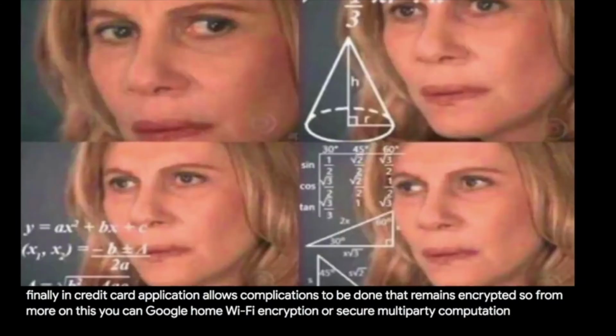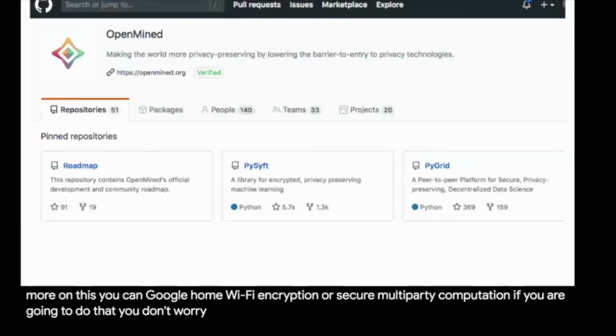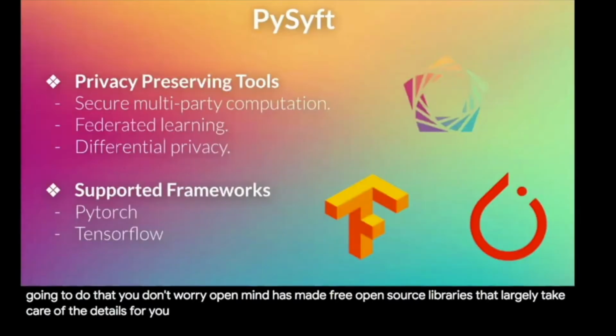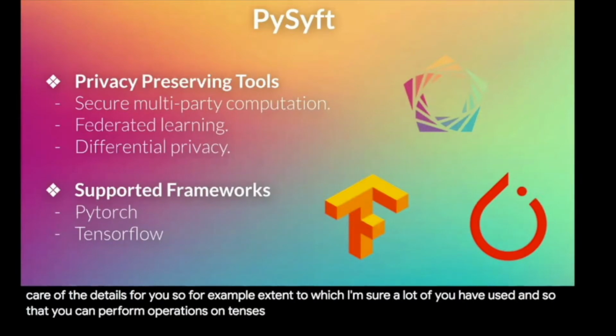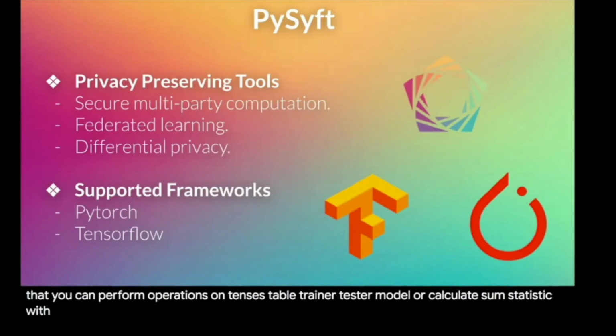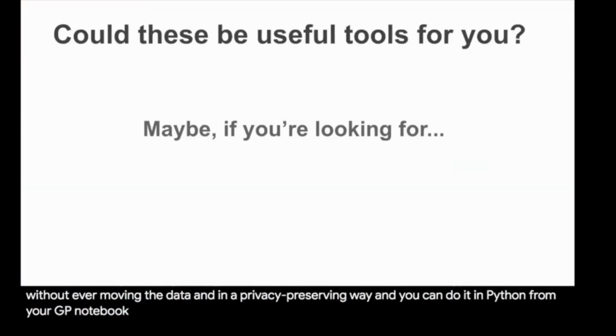So if you're worried about how on earth you're going to learn how to do these, don't worry. OpenMind has made free open source libraries that largely take care of a lot of the details for you. So PySyft, for example, extends PyTorch, which I'm sure a lot of you have used, so that you can perform operations on tensors. So for example, train or test a model or calculate some statistics without ever moving the data and in a privacy preserving way. And you can do it in Python from your Jupyter notebook.